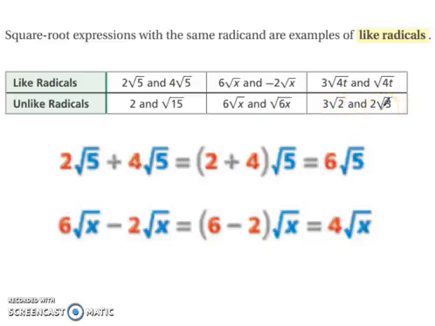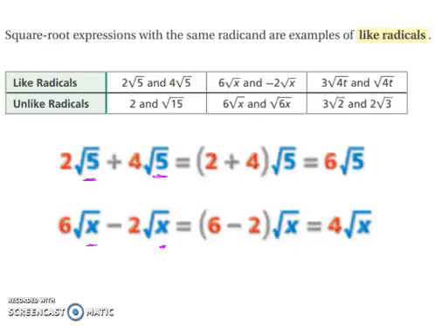So if you think back to combining like terms, when things were like terms, you could add or subtract them. Well, if you have like radicals, you can add or subtract them. Like 2 and 4 make 6, so we have 6 square roots of 5, because it's a 5 and a 5. Our radicands here are x and x, so we can subtract them to get 4 square roots of x.